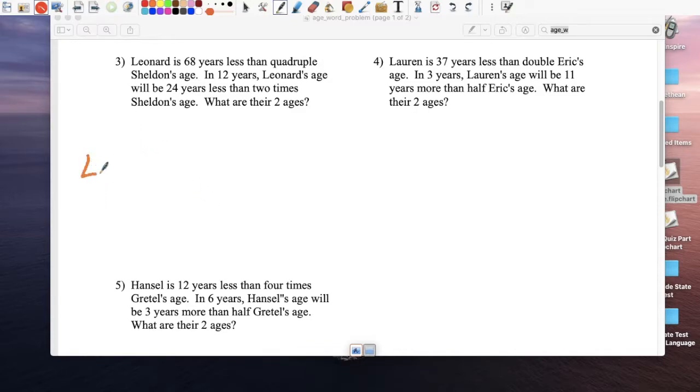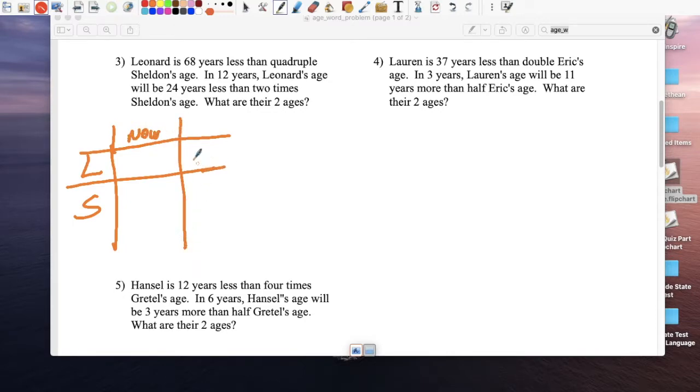Now we have Leonard, and I'll write L. We have Sheldon. Let's talk about now. So right now, Leonard is 68 years less than quadruple Sheldon's age. Let me write this down: 68 years less than is subtraction. Quadruple Sheldon's age, and I'll write S. But because it's less than, we're going to write this as 4S minus 68, right? So Leonard is 4S minus 68. And how old is Sheldon? Well, we don't know. So Sheldon is just S.